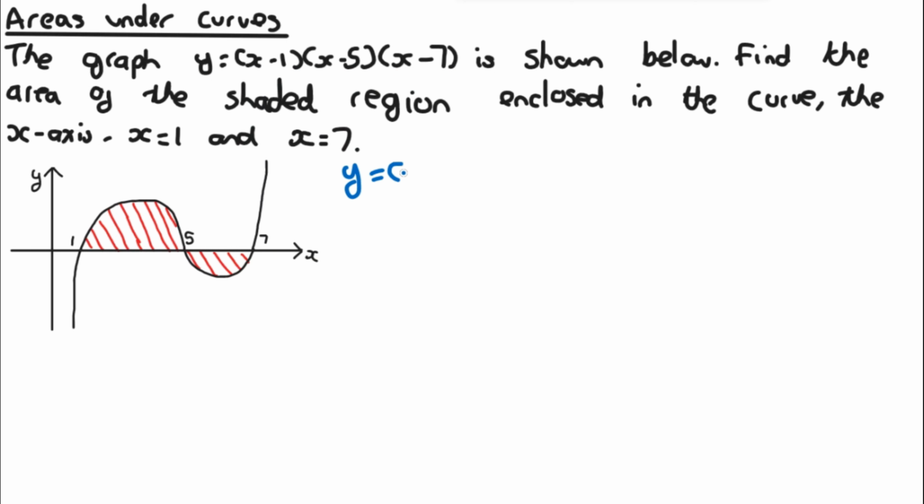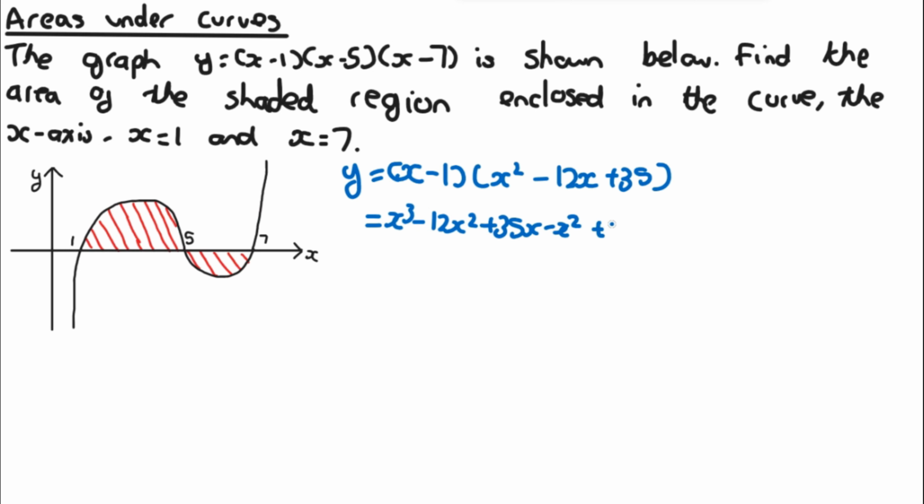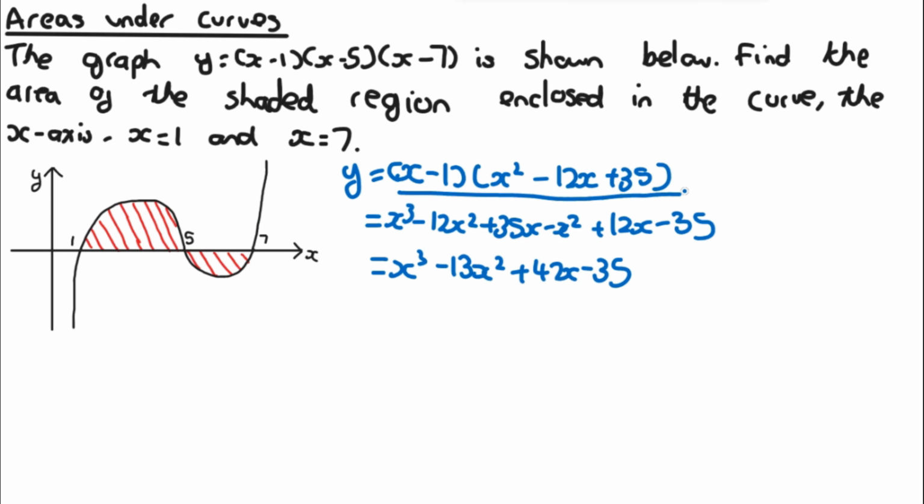So this is y is equal to x minus 1, and then these two brackets expanded is going to be x squared minus 12x plus 35, and then we can expand this bracket with this bracket to make x cubed minus 12x squared plus 35x minus x squared plus 12x minus 35, which we can simplify to x cubed minus 13x squared plus 47x minus 35 by expanding these two brackets here. So now we can integrate this a lot easier.